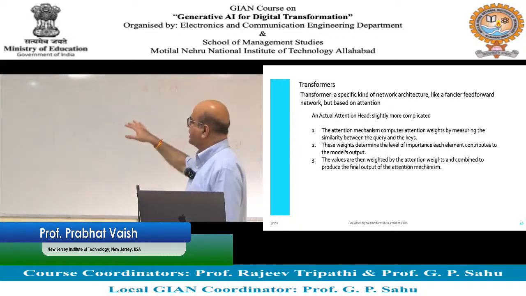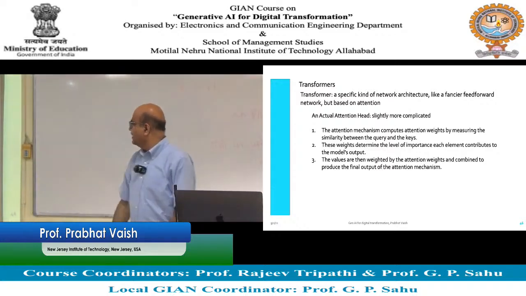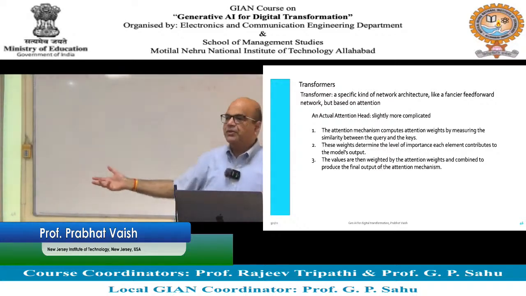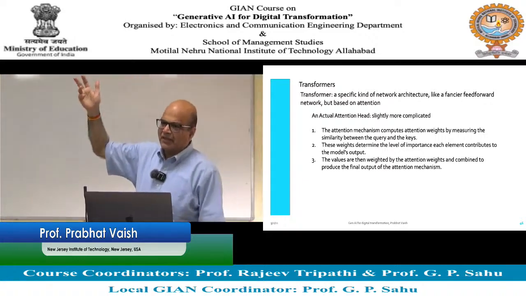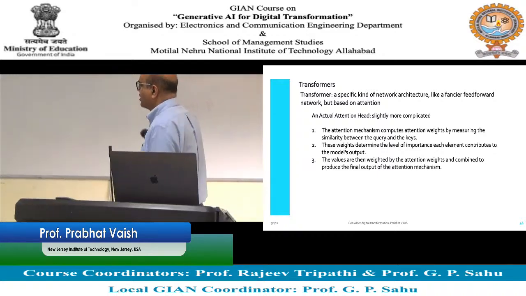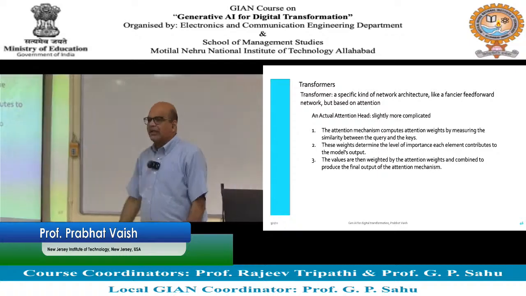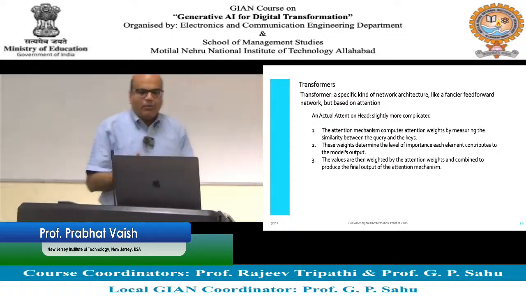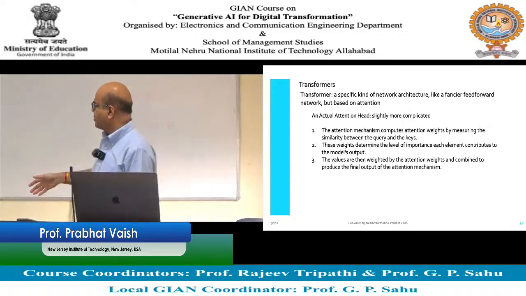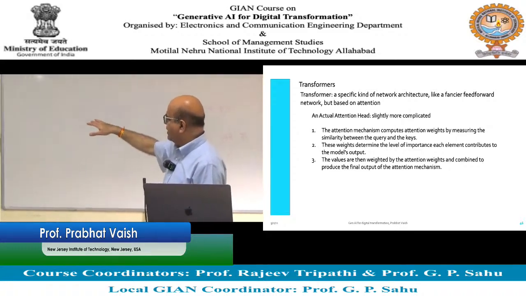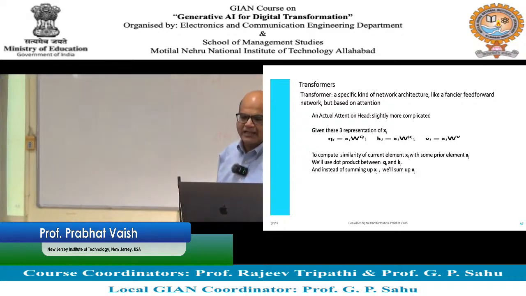What the attention mechanism is doing, it's calculating the weight, measuring the similarity between the query and the keys. How do we do that similarity? It's the dot product or cosine product if somebody remembers the vector arithmetic. So we're doing the cosine product here or dot product. These weights determine the level of importance of each element. Higher the weightage, higher the number, higher the importance; lower the number, lower the importance. The values are weighed by attention weights and then produce the final output, which goes back to the input as the next layer.